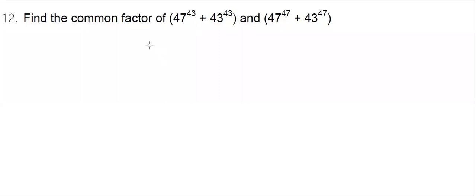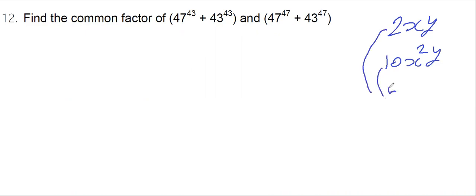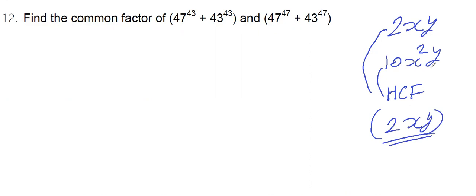Hello, is this correct or that? Okay, so what you have done is, say for example, if you have two numbers, say it is 2xy, and say you have another number, say 10x square y. What is common between these two? Common between these two is nothing but HCF, highest common factor. So here it will be 2x and y. This will be the common factor between this number and this number.